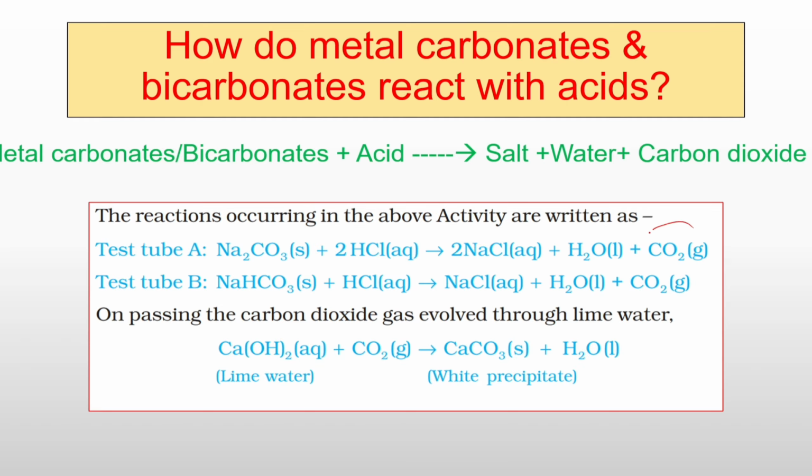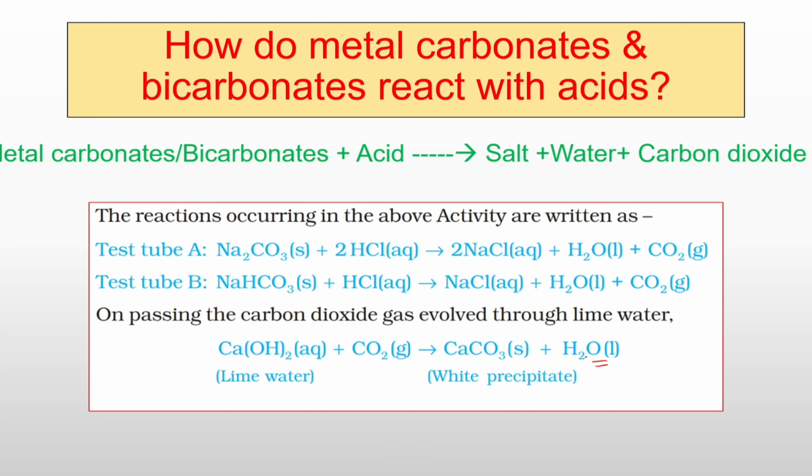And how can the evolution of carbon dioxide be confirmed? As I told you in the previous chapter, when this carbon dioxide passes through slaked lime, Ca(OH)2, you remember the whitewashing reaction. It becomes CaCO3. Same reaction. It is also called lime water. Lime water means slaked lime. When slaked lime reacts with carbon dioxide present in the atmosphere, after 2 or 3 days it becomes calcium carbonate and releases water.